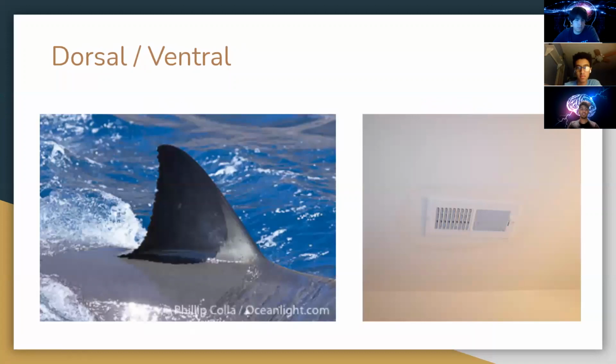Next, we'll be learning about the dorsal and ventral coordinates of the brain. Essentially, dorsal refers to the top of the brain, like the dorsal fin on top of a dolphin, as you can see on the left, whereas ventral is the opposite and refers to the bottom of the brain, like a vent pushing air to the bottom of a room, as you can see on the right.